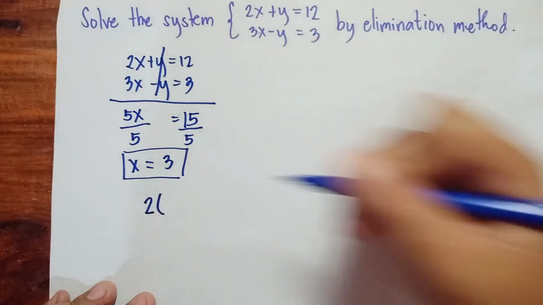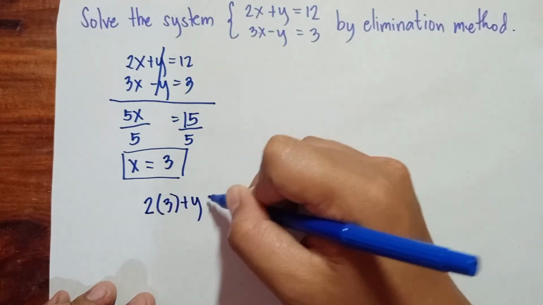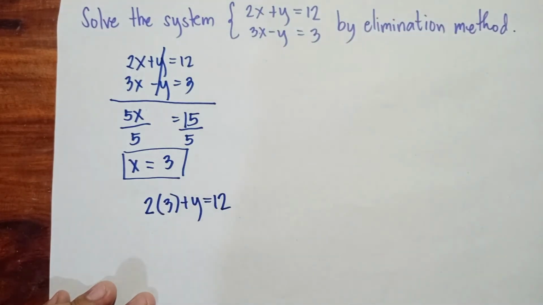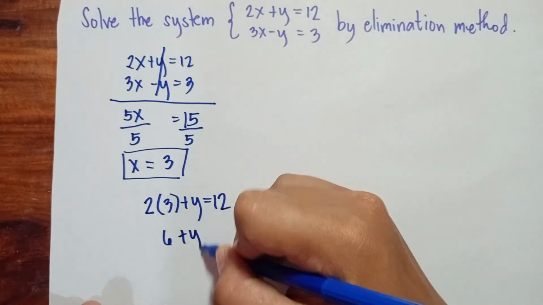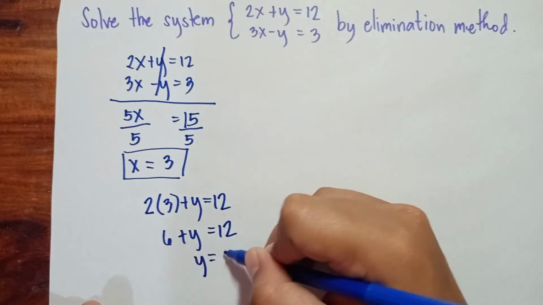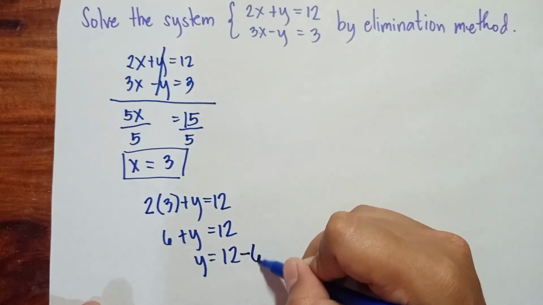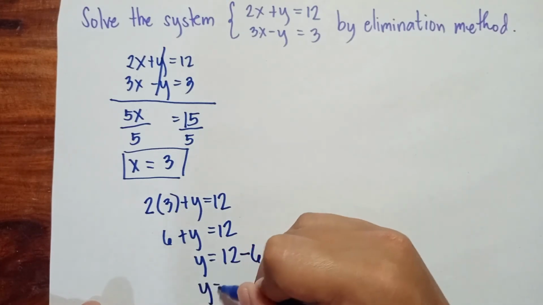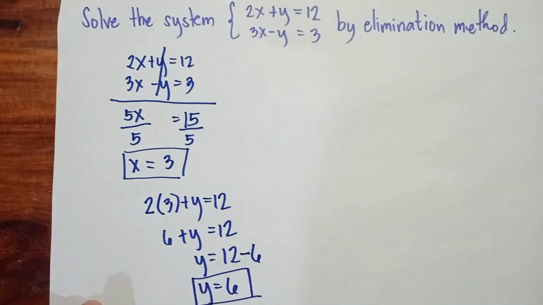So, you have here 2 times, our x is 3, plus y is equal to 12. Then, solving for y, so 2 times 3, that is 6 plus y equals 12. So, y equals, ilipat natin yung 6 sa kabila, applying the APE, so minus 6. So, y is equal to 12 minus 6, that is 6. So, therefore, the value of y is equal to 6, and the value of x is equal to 3.